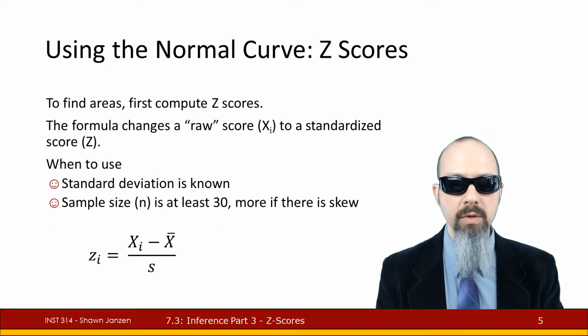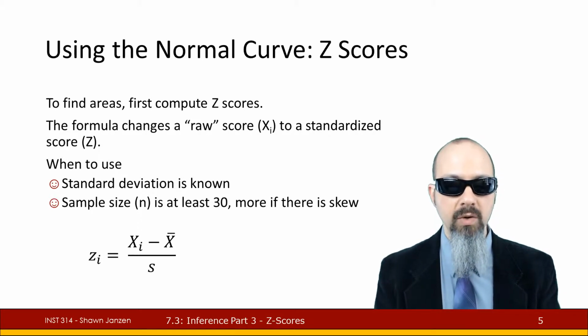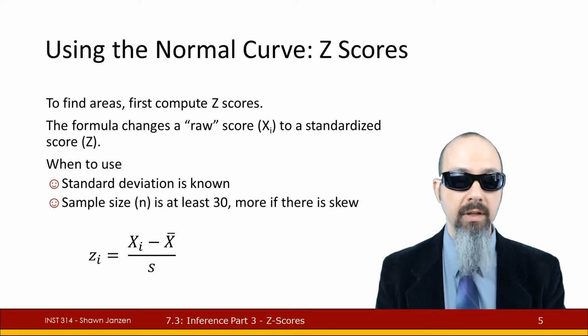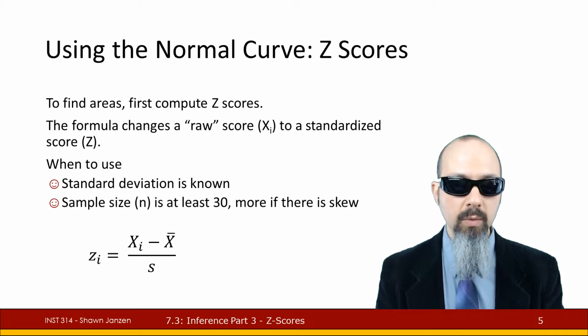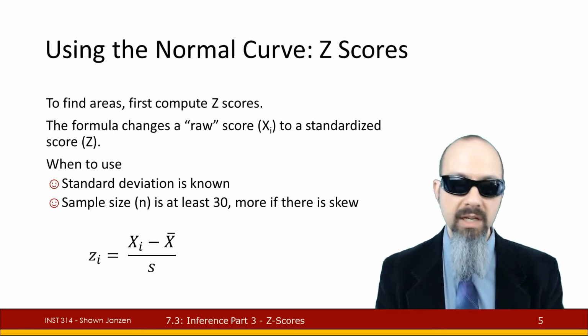Now, when we're using this normal curve with Z-scores, we first compute the Z-score. So you change that raw score into that standardized value of Z, and you can use it when the standard deviation is known and you have a sample size of at least 30. The more skew you have in the data, you can still do it, but you have to have a larger sample size. There's no real hard rule of how large a sample size you need. Just know that the more skew you have, the larger the sample size you need, and we'll wing it from there.